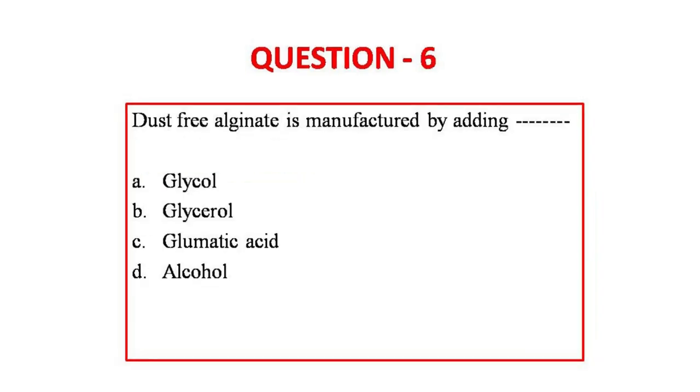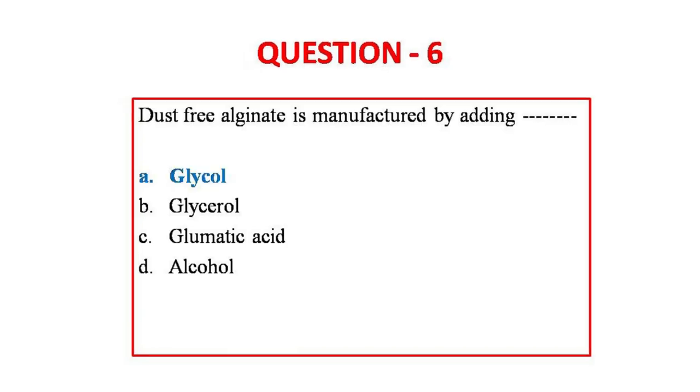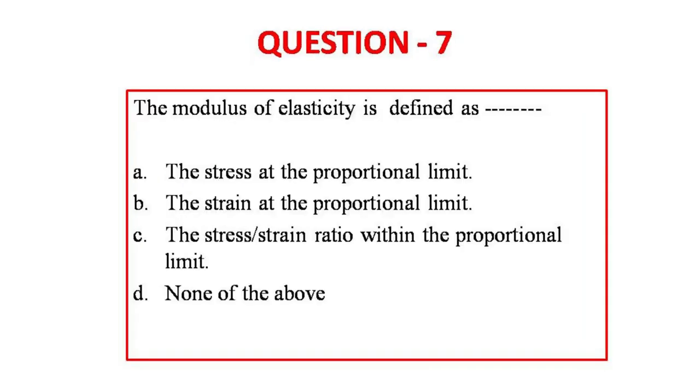Question number 6. Dust-free alginate is manufactured by adding dash. Dust-free alginate is manufactured by adding glycol, glycerol, glutamic acid, or alcohol. The answer is glycol. As we all know, normal alginate is prone to cause silicosis, so there is a need for dust-free alginate, and so it's used.